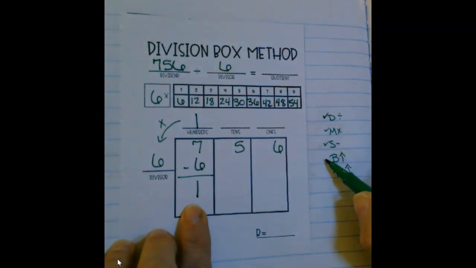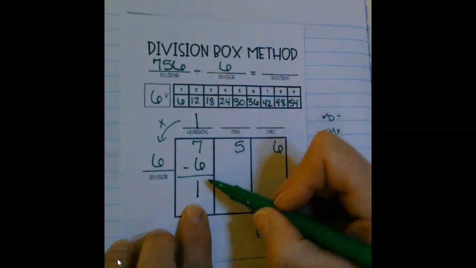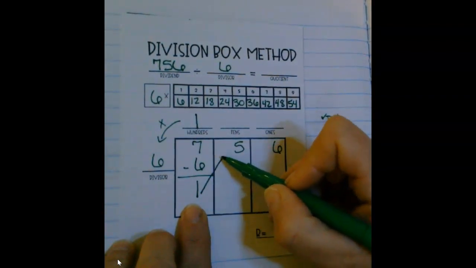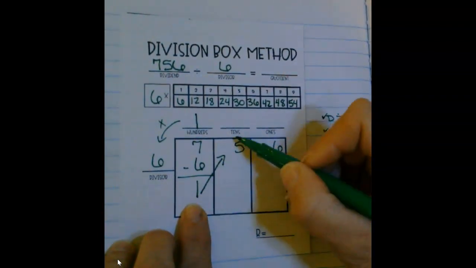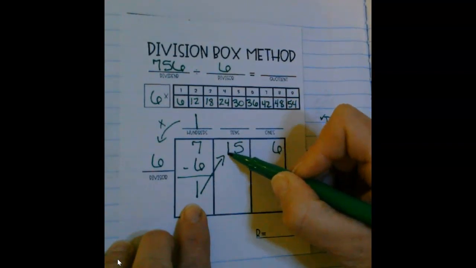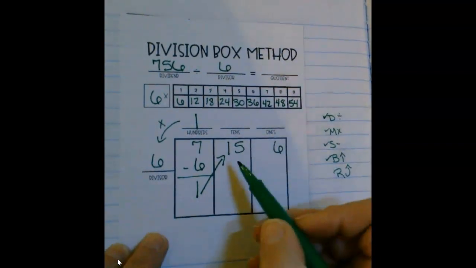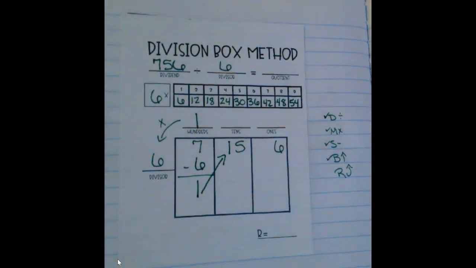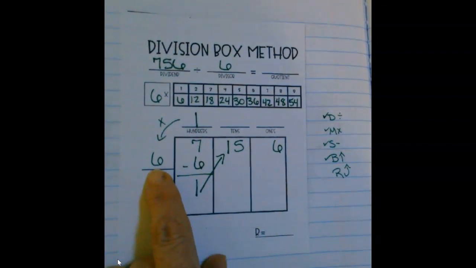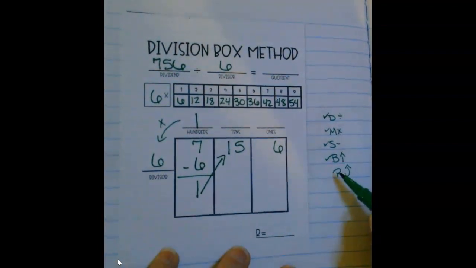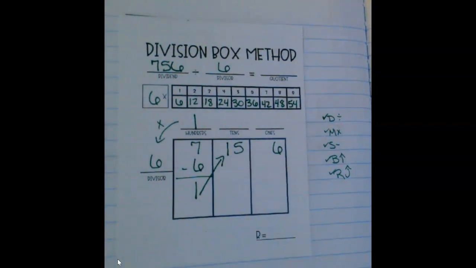What's my next step? I'm going to bring it up. So I'm going to bring this 1 up to the tens place. So that 100 is actually going to become 10 tens. I'm going to add it to the 5 tens that are already there. So now I have 15 tens. Okay, is 15 greater than 6? Yes, so that means I'm going to repeat. I've got to do it over again.